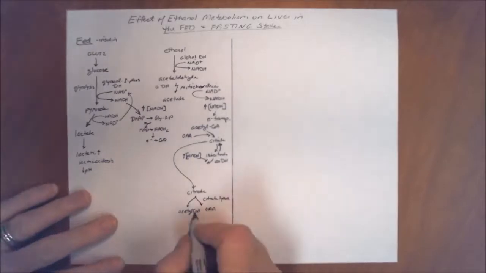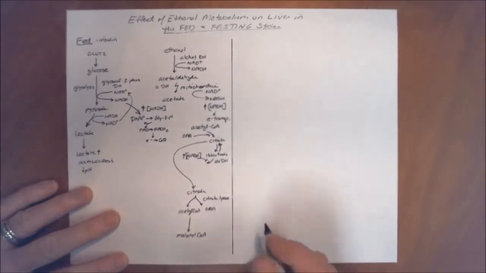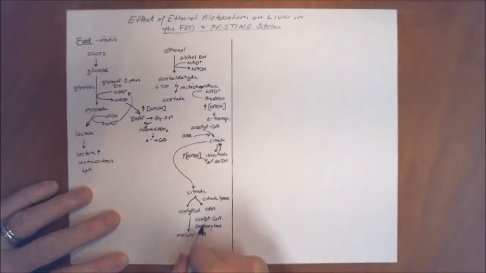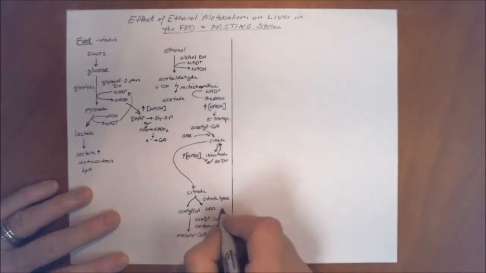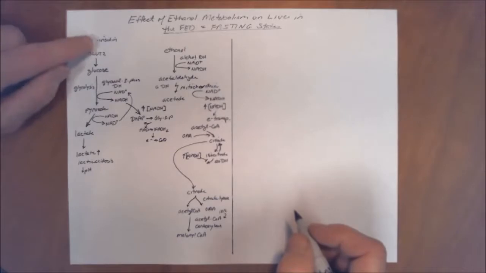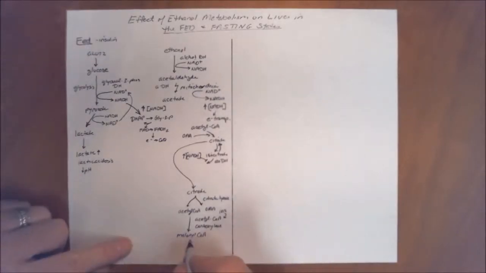Now at this point, the acetyl-CoA is going to be converted into malonyl-CoA. Recall this enzyme is the acetyl-CoA carboxylase. This enzyme is activated by insulin signaling. We are in a fed state in the liver, so we are subject to insulin signaling. The malonyl-CoA, of course, will be used to make fatty acids.